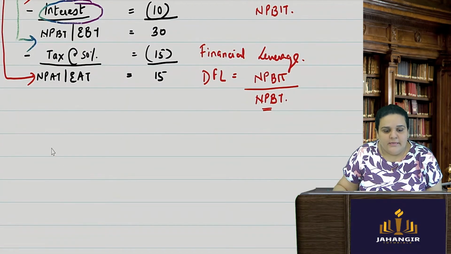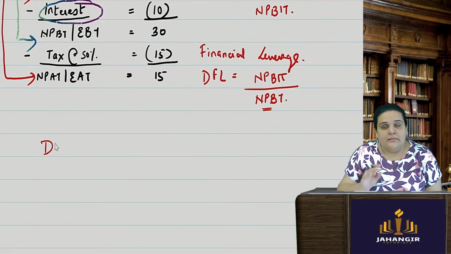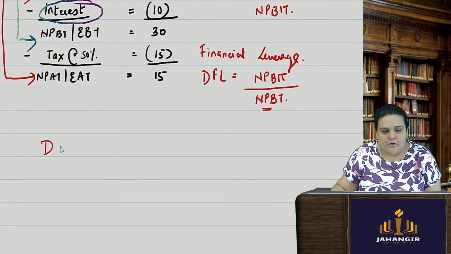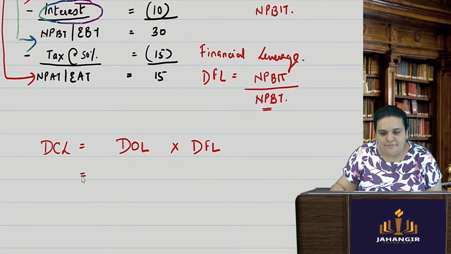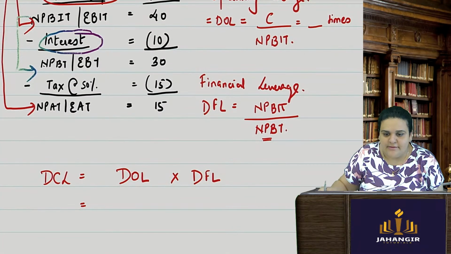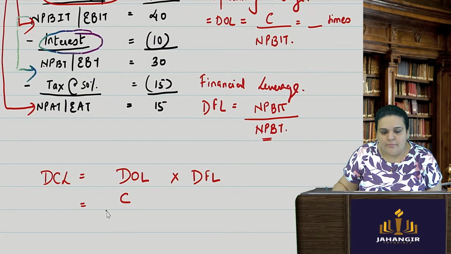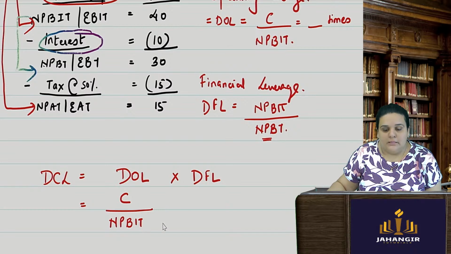Now coming to the degree of combined leverage, this is the third and last formula. Degree of combined leverage is nothing but degree of operating leverage into degree of financial leverage. Easy. Now if I do this, degree of operating leverage, I told you, is contribution upon NPBIT. Degree of financial leverage is NPBIT upon NPBT.